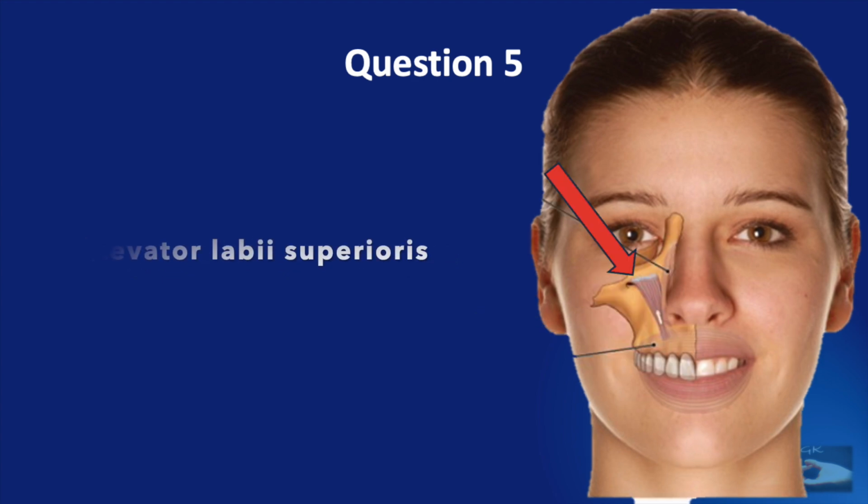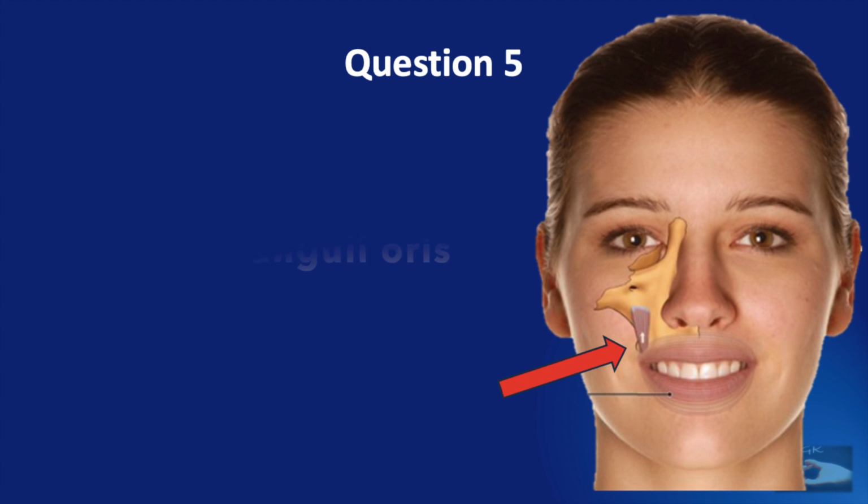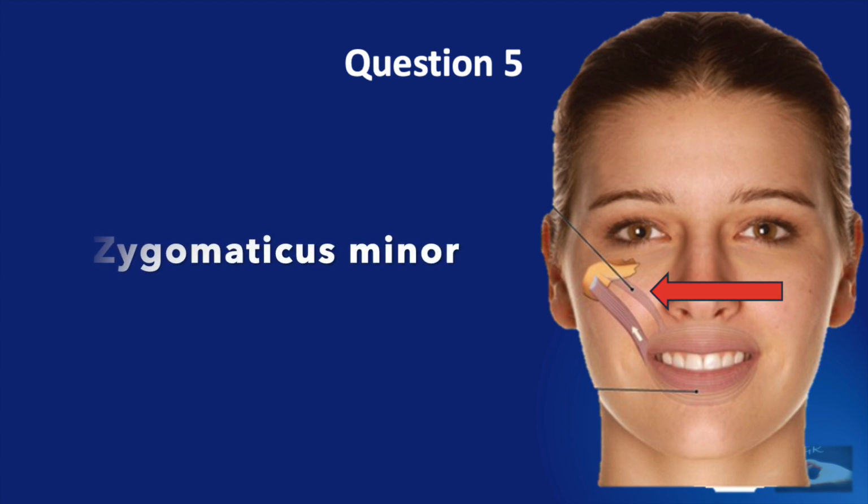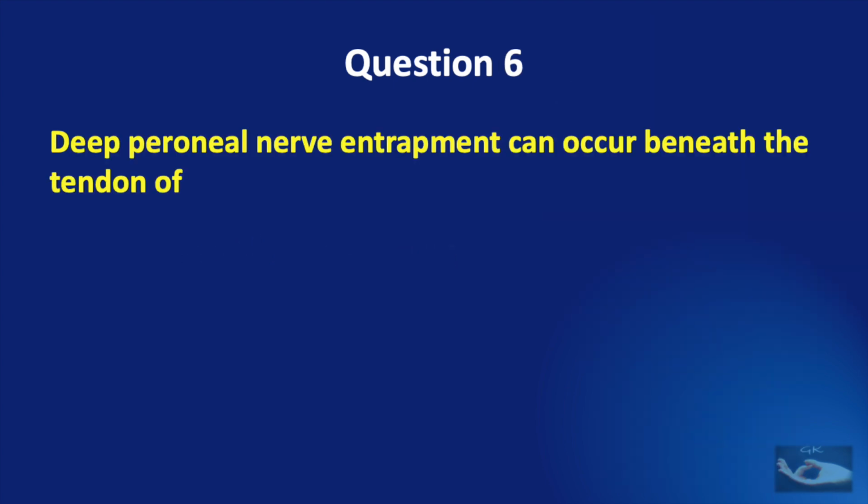The levator labii superioris, which originates from the inferior orbital margin of the maxilla and inserts into the muscular substance of the upper lip. The levator anguli oris, which arises from the canine fossa of the maxilla just inferior to the infraorbital foramen and inserts into the modiolus just lateral to the angle of the mouth. And the zygomaticus minor, which arises from the zygomatic bone near the zygomatico-maxillary suture and inserts into the muscular substance of the upper lip.